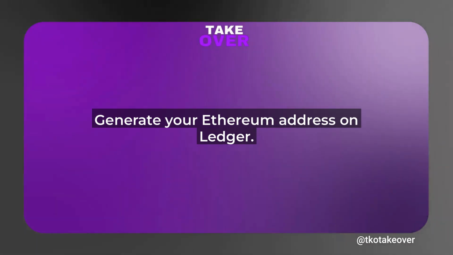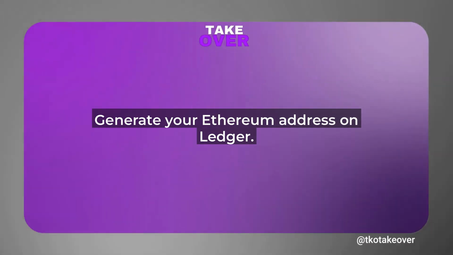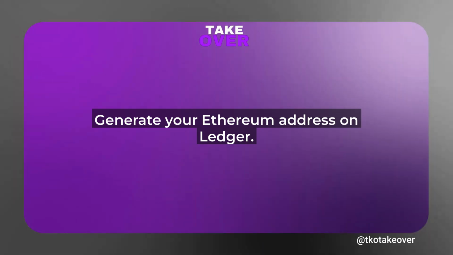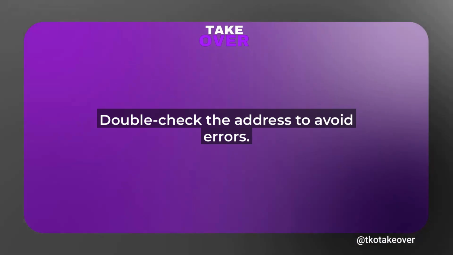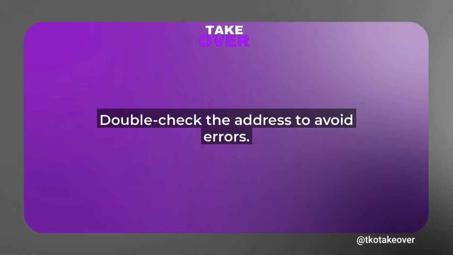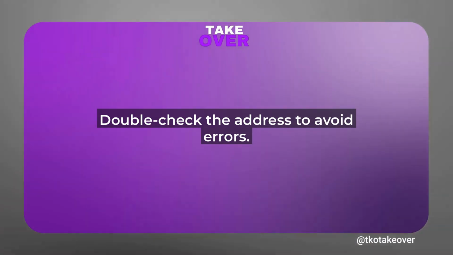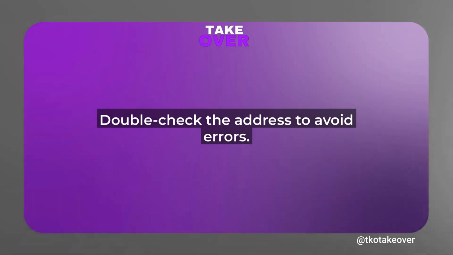Now, for the crucial step. Get your Ethereum address from the Ledger. In the Ethereum app on your Ledger, use the On-Device menu to generate and display your unique address. Write it down or copy it carefully. Double-check for any typos because blockchain transactions are irreversible.